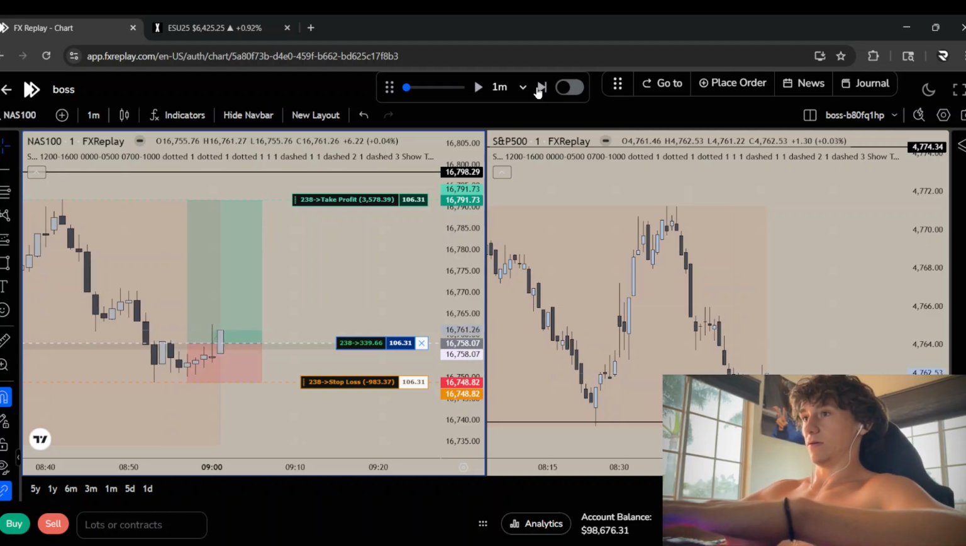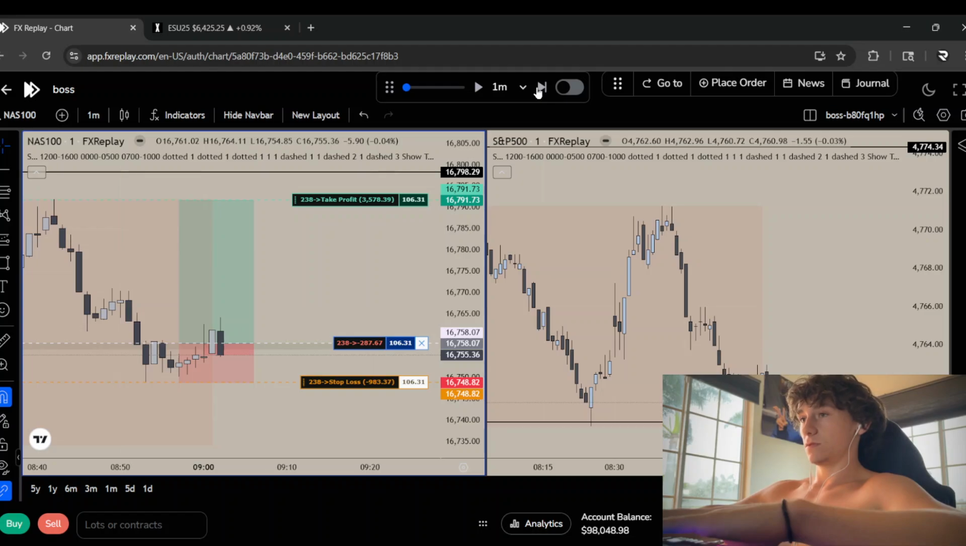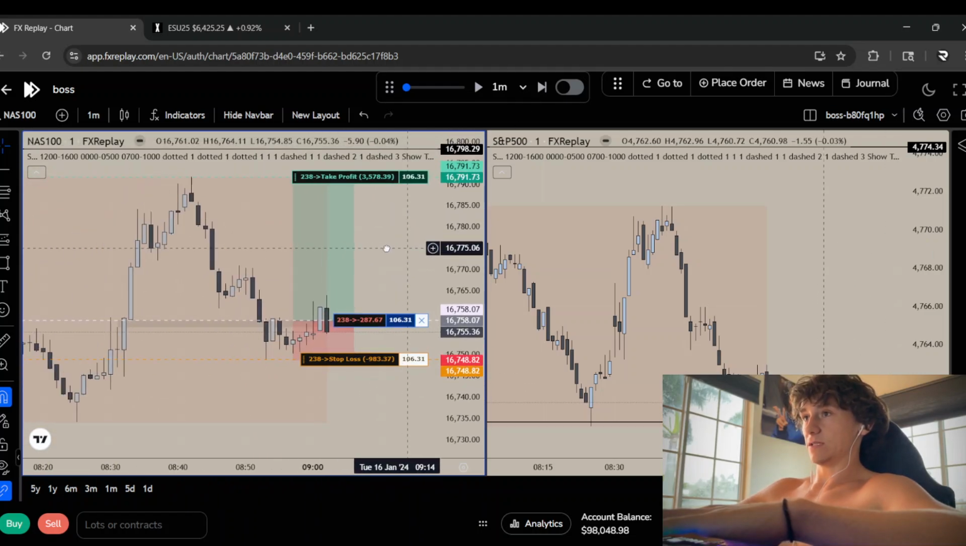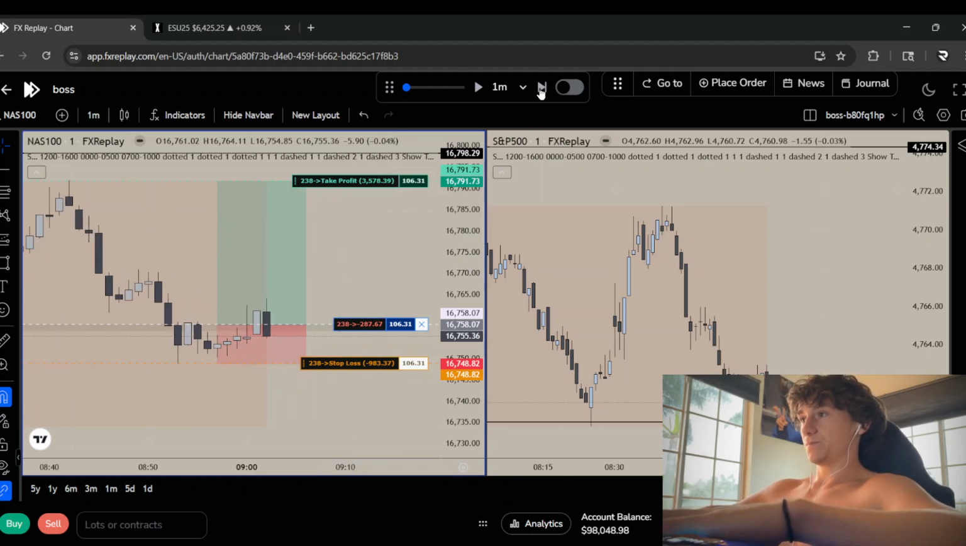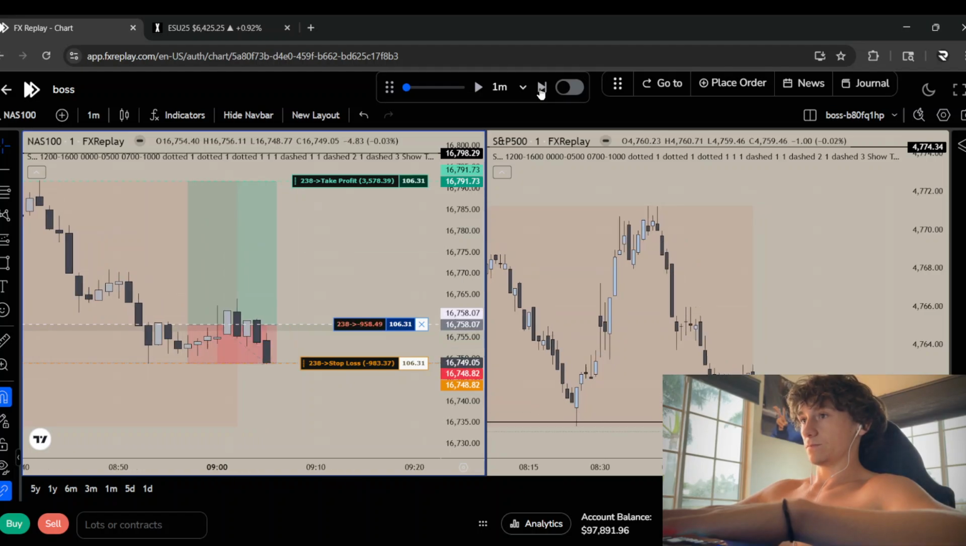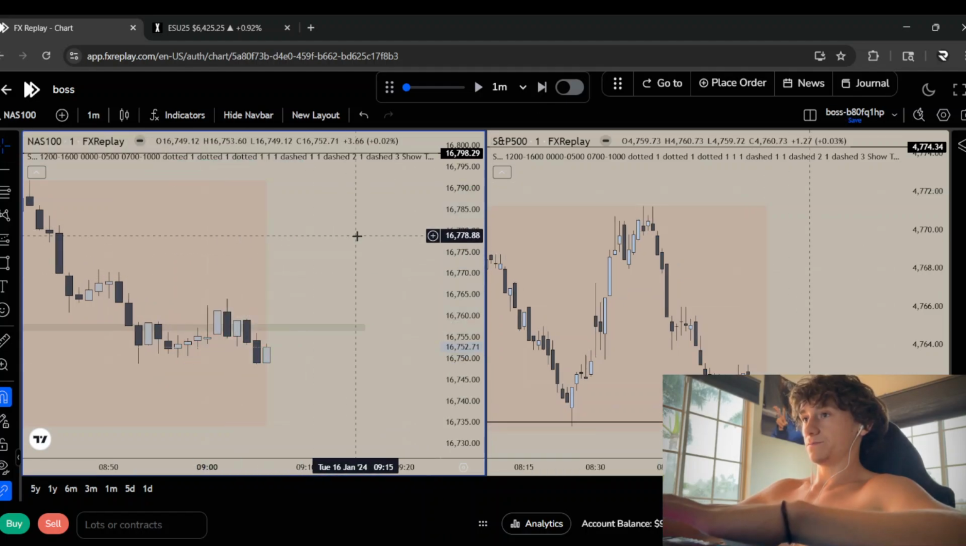Crazy drawdown. That was stressful. Back in it. Filled the final gap to the downside, even though there's no liquidity sweep or change in state. So that's scary. Alright, yeah, we're out.